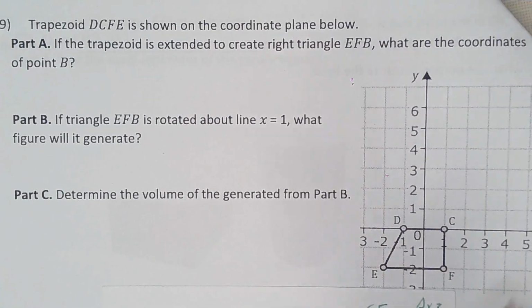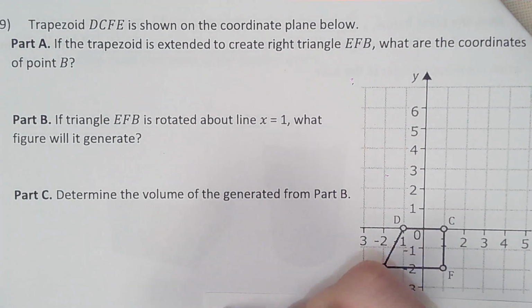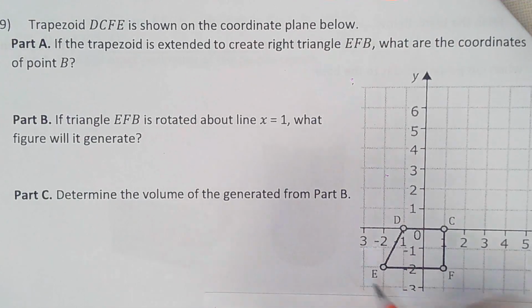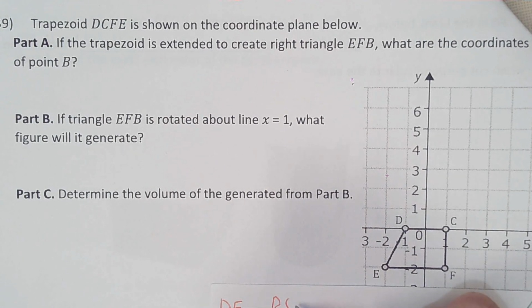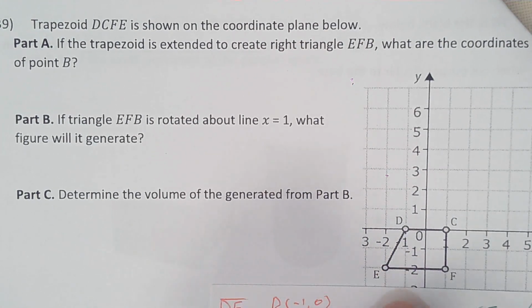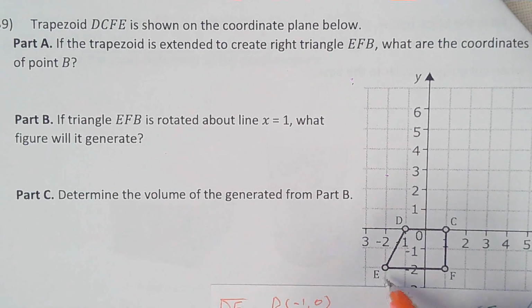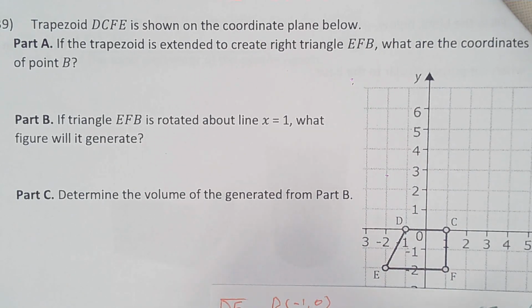Okay, we're going to make the DE orange. DE, on the other hand, has a slope. Okay, and D is -1, 0, and E is -2, -2. Alright, so we can figure out the slope of this thing. The slope is change in y over change in x. So the change in y is 2, the change in x is 1, so the slope is going to be 2.